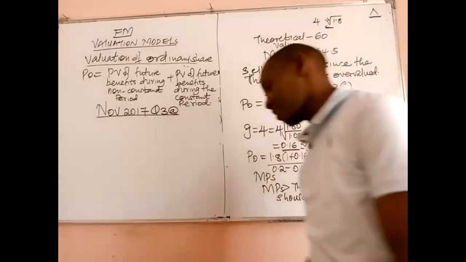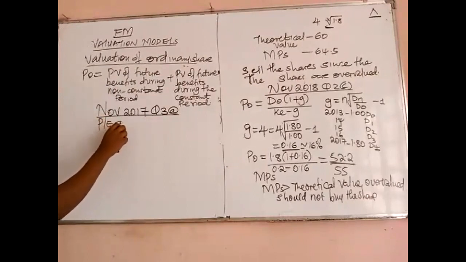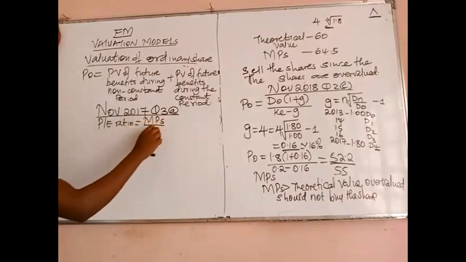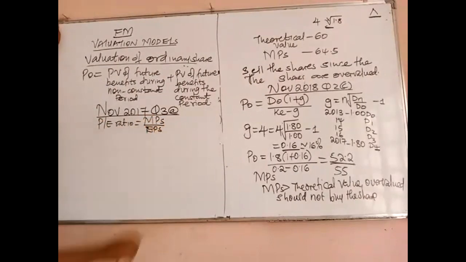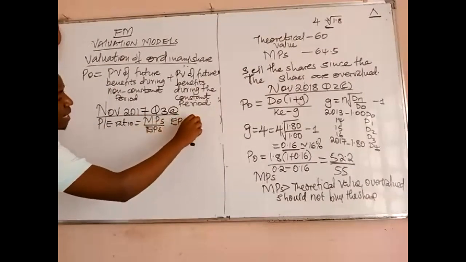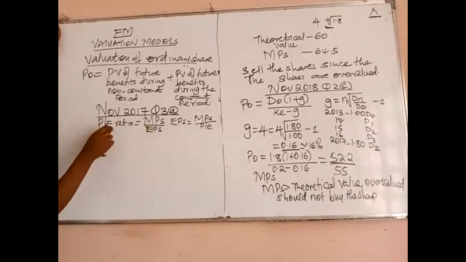So we know price earning ratio in this case is given by what? We say this one measures the relationship between price over earnings. So this is just the market price per share divided by earning per share. So what we want to know first is the earning per share. So our earning per share will be given by the MPS divided by the price earning ratio, if I make this the subject of the formula.